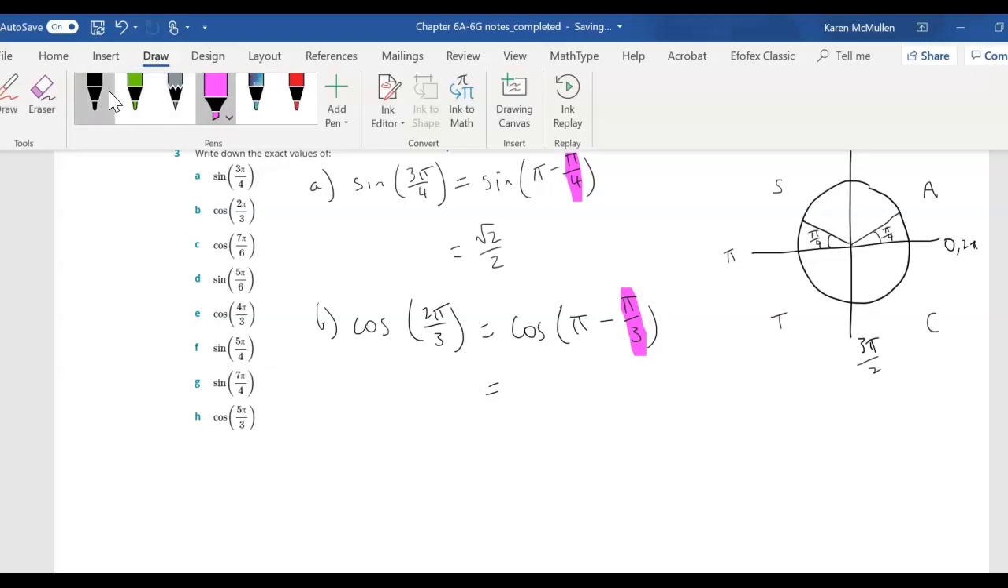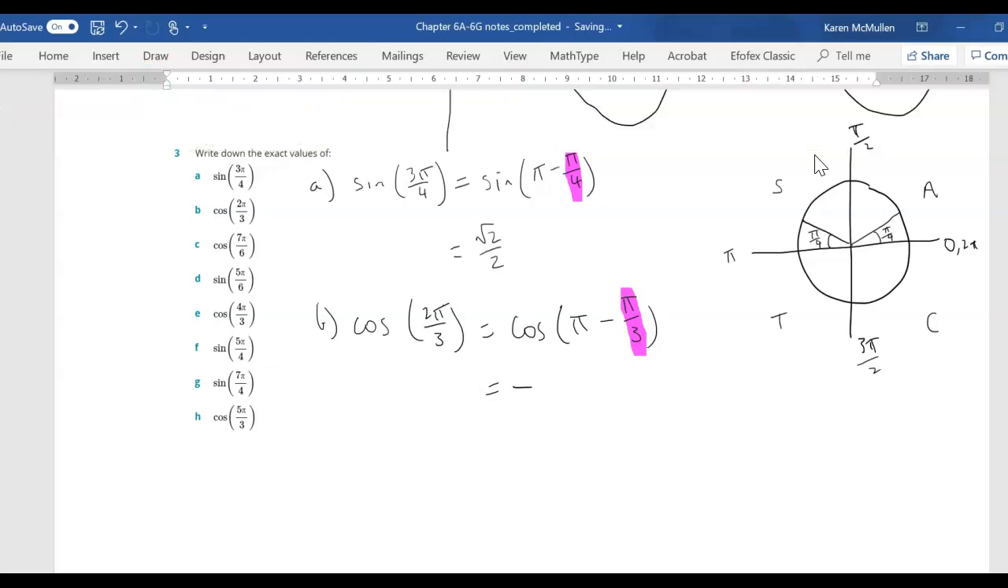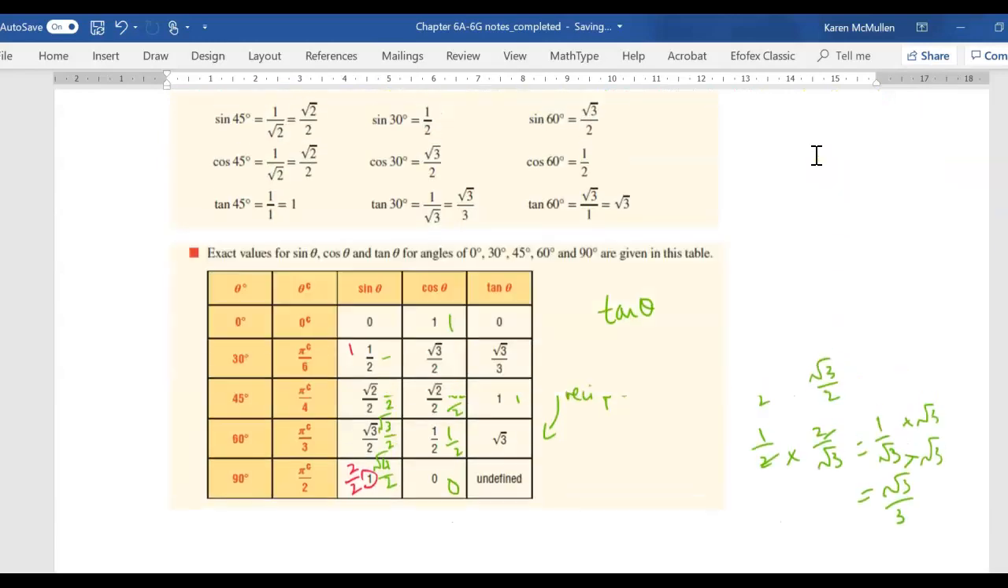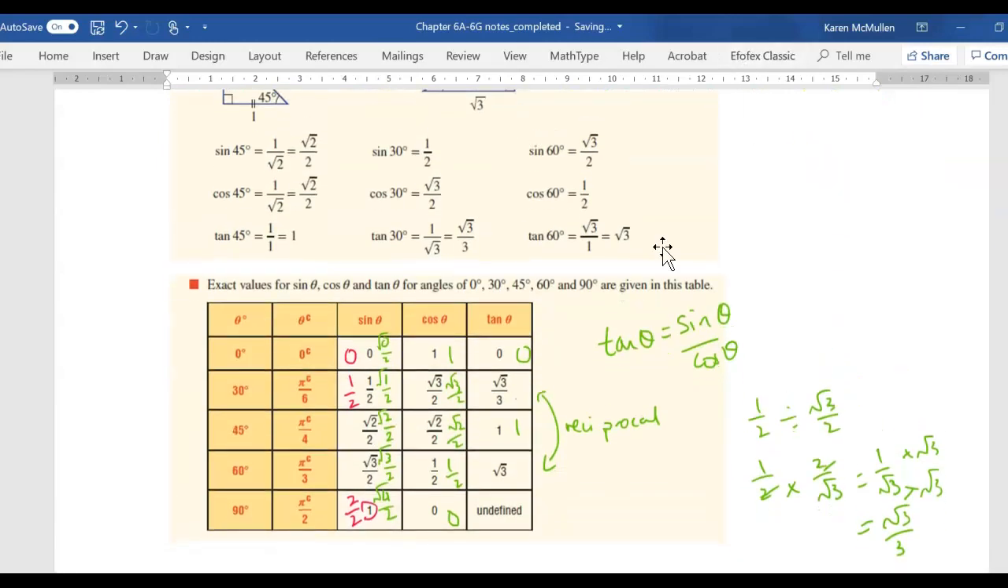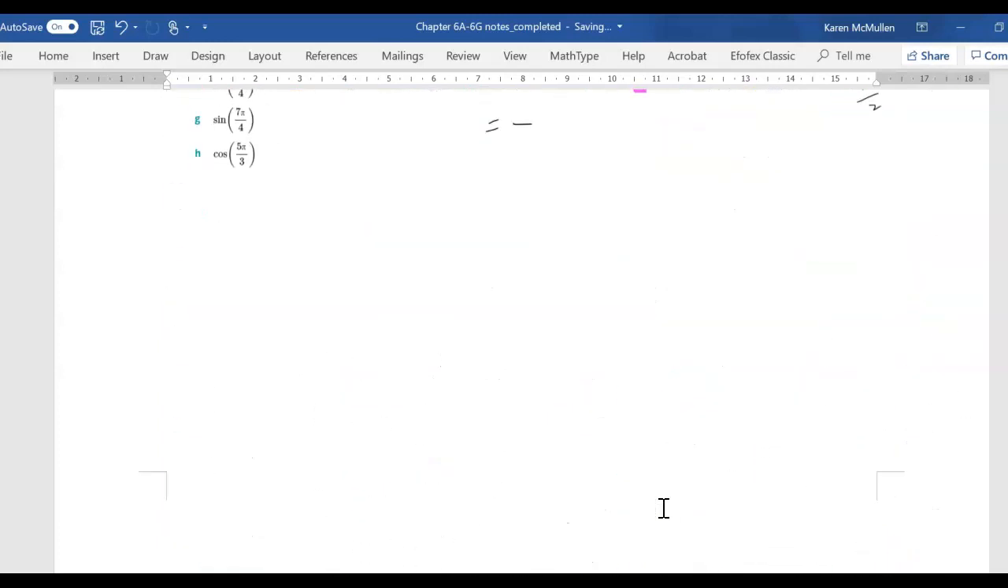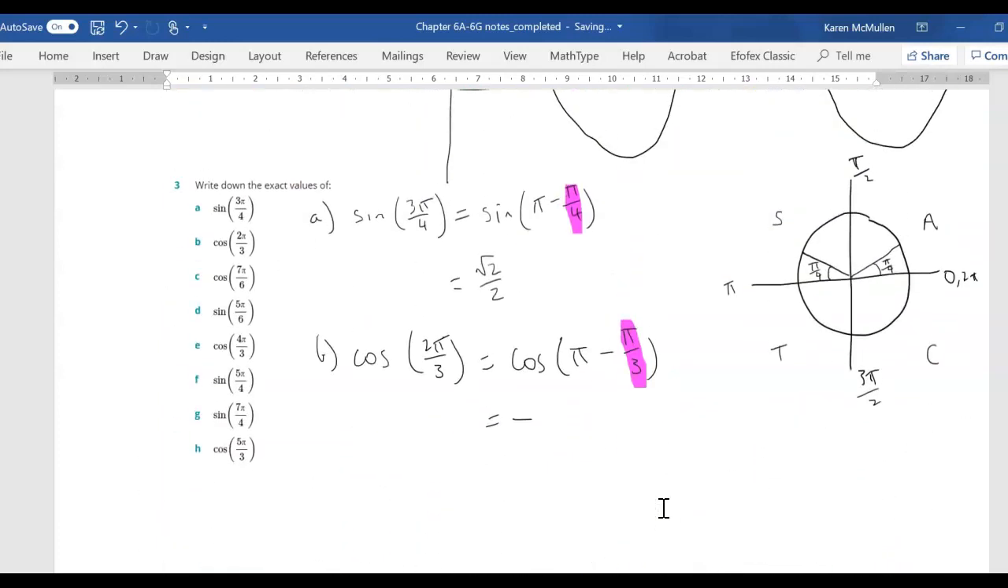All right, so if I draw on the second quadrant, it's going to get too messy, but we're in the second quadrant where cos is negative. So our answer has to be negative. So we've got to find out what pi on 3 is. So we can scroll up to here. Cos pi on 3 is a half. So your answer is negative half. All right, so let's keep going.